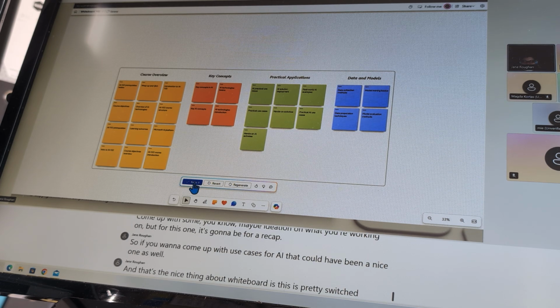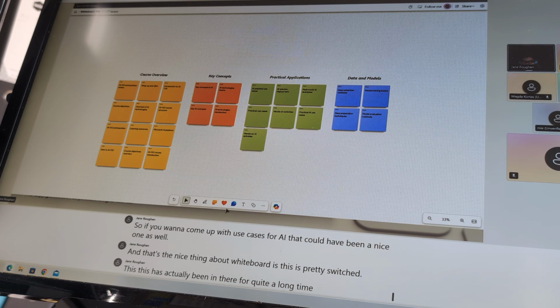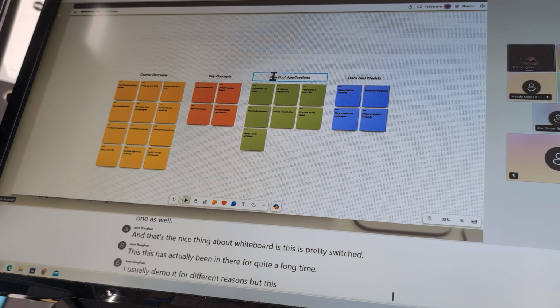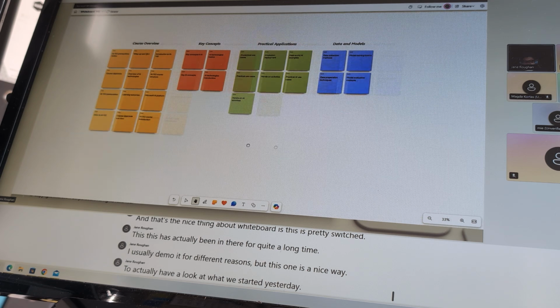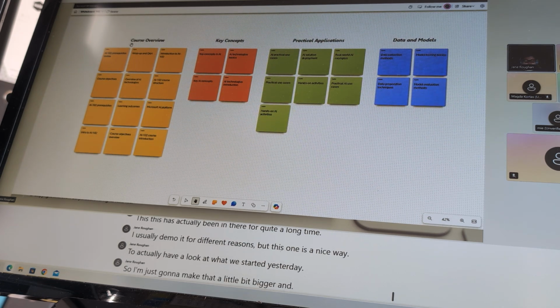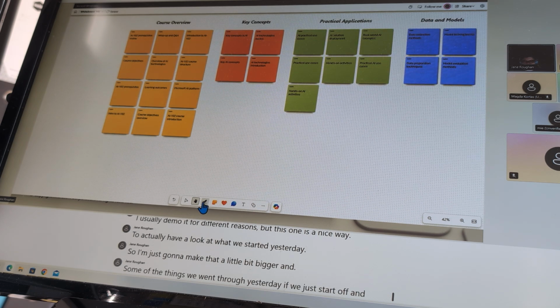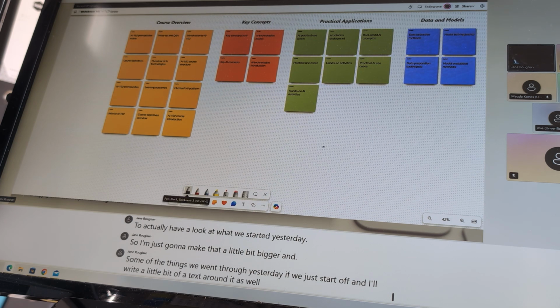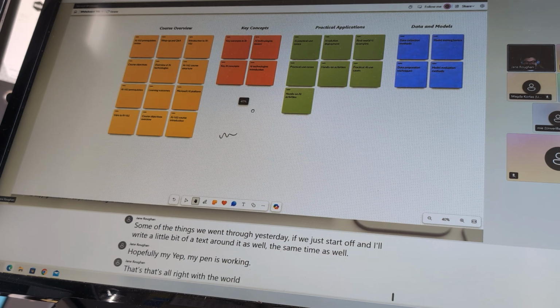This has actually been in there for quite a long time. I usually demo it for different reasons, but this one is a nice way to have a look at where we started yesterday. So I'm just going to make that a little bit bigger. And some of the things we went through yesterday, if we just start off, I'll write a little bit of text around it as well. It's that time, may as well. Hopefully my pen is working. That's all right with the world.